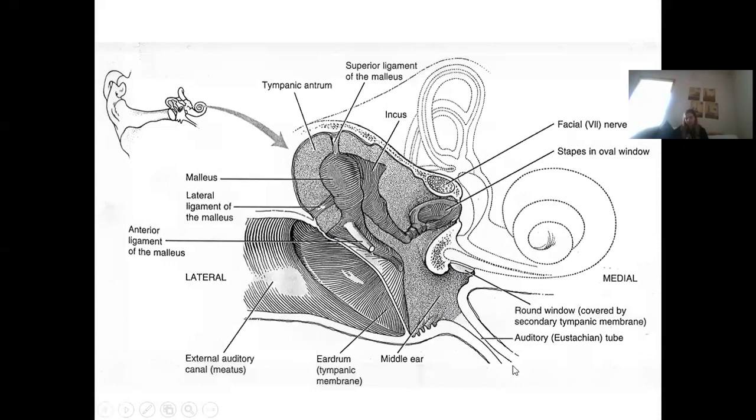It's normally closed. So this room is about as big as a sugar cube, and it's filled with air and the three bones. And the purpose of the middle ear is to take sound vibration that's hitting the eardrum and wiggle these three bones to push this stapes in and out of this little window. It's called the oval window. That's this circle right here, the oval window. And the stapes pushes in and out of that oval window. It's really kind of cool.